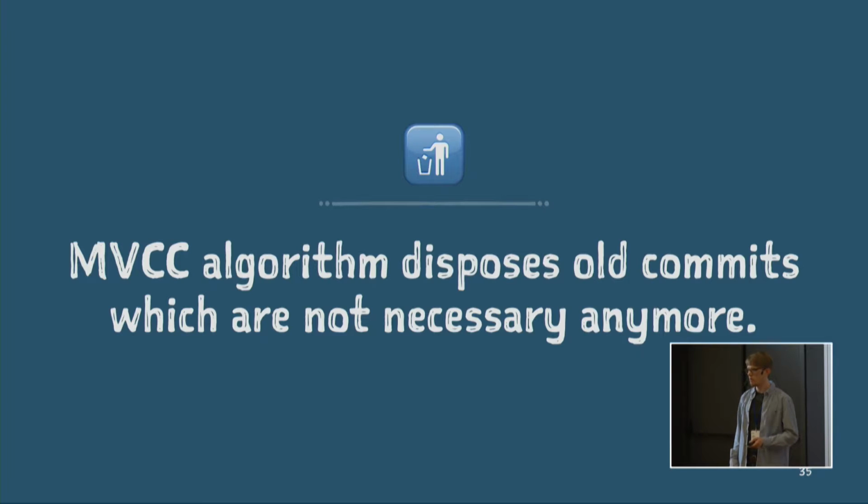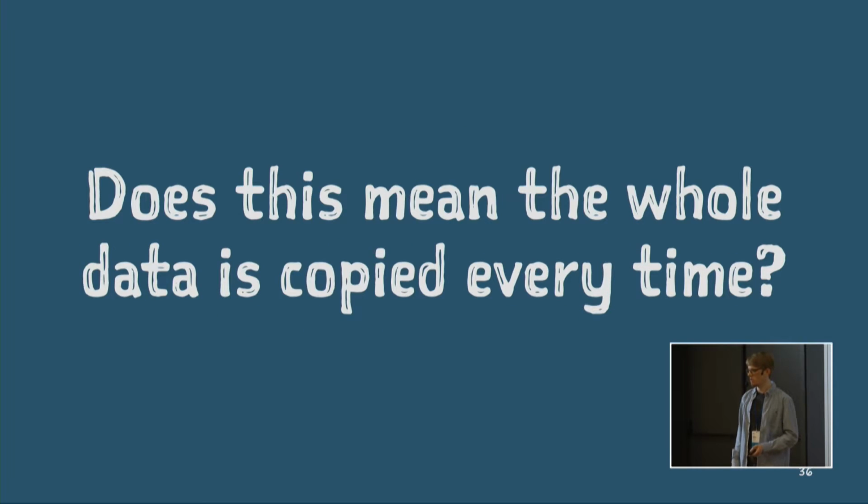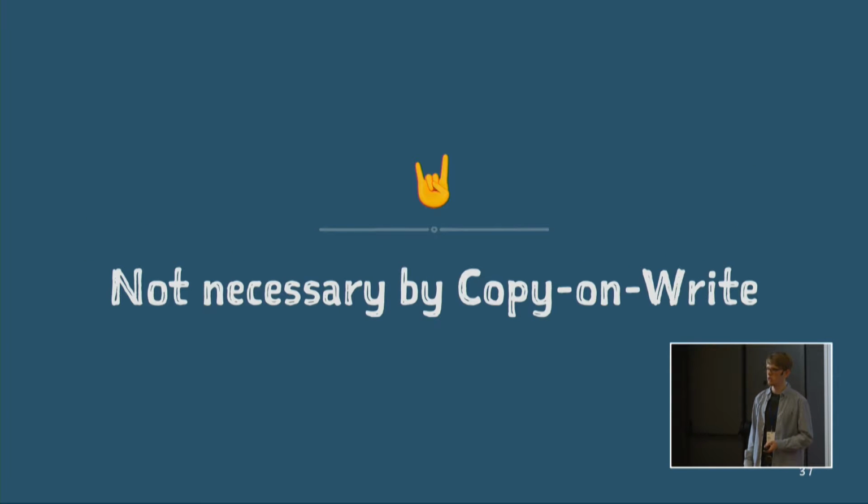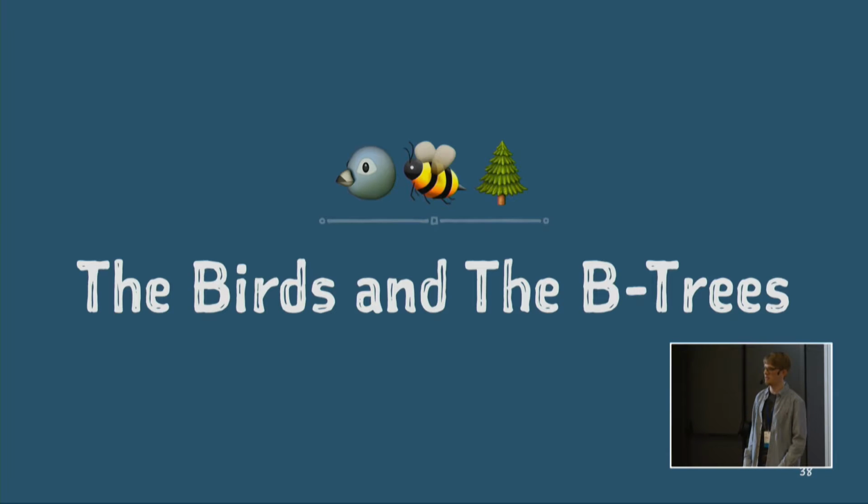So you might be a little bit afraid with these different versions. Does this mean the whole data is copied every time, and we use a lot of memory in that process? No, we don't. It's not necessary, by using copy on write. But to explain that in more detail, I would need to give you the talk about the B-trees, because Realm is a giant B-tree in the end. Feel free to get me later and ask me all about it, but not within this talk. That would explode.